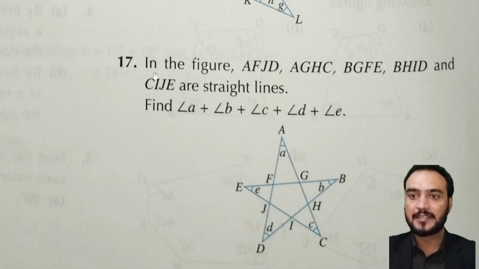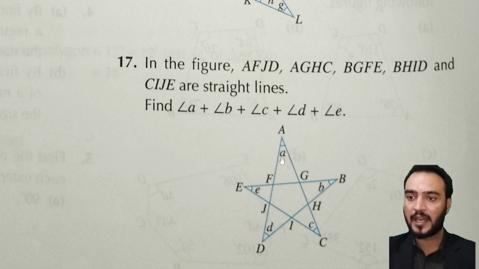Question number 17 is, in the figure AFGJD, AGHC, BGFE, and BHID and CIJE are straight lines. That is, AFJD, AGHC. Actually, this becomes a star, and inside the star we have the pentagon FGHIJ.